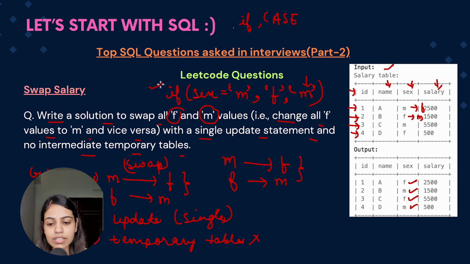So we can use this if for forming the condition, and we have to update this particular table. We have to form the query in such a way that we update this table, that is, the salary table.